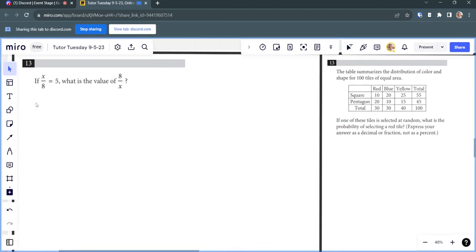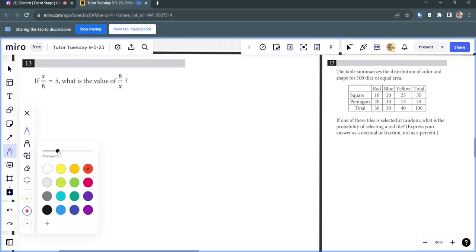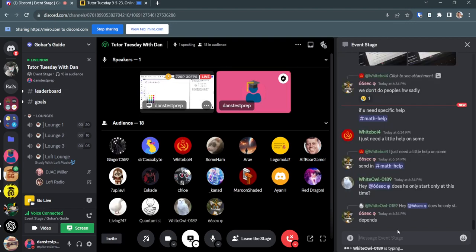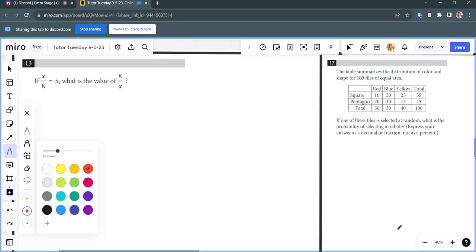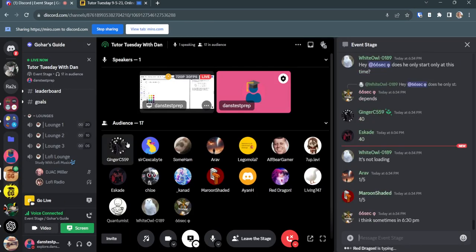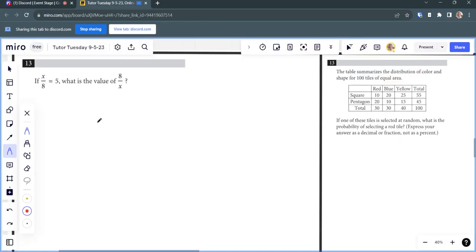If x over 8 is equal to 5, what is the value of 8 over x? I think you guys should be able to tell me this. People in the chat right now, what do you guys think for this? I think it should be fairly simple for our first warm-up problem. What have we got? 40? Yeah, 40 is not correct, unfortunately.